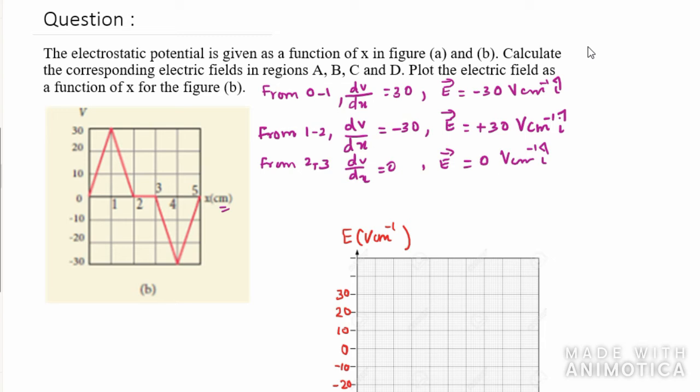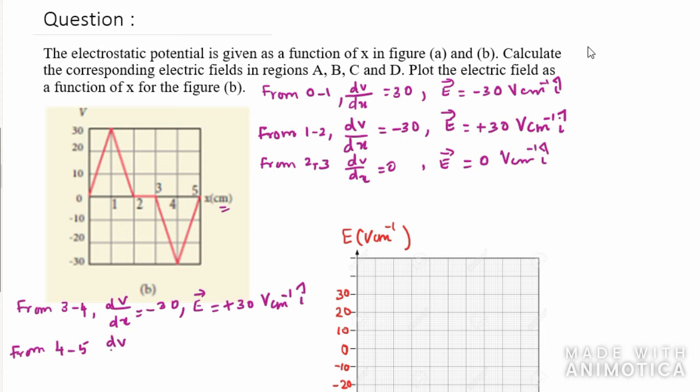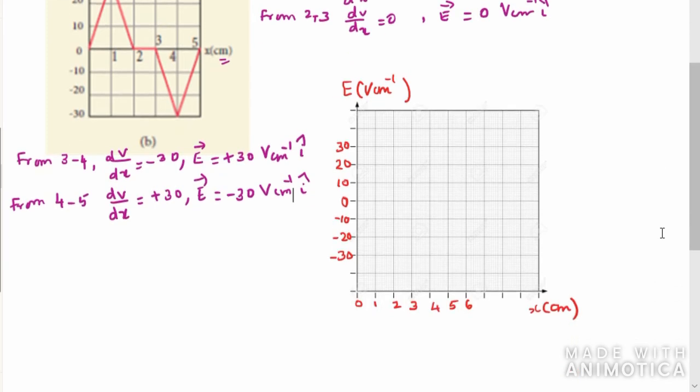Now, from 3 to 4. Here the slope is minus 30 and hence the electric field is plus 30 i cap. Now from 4 to 5, dV by dx, the slope is equal to plus 30. Then the electric field is minus 30 volt per centimeter. Now we have to plot it in this graph.